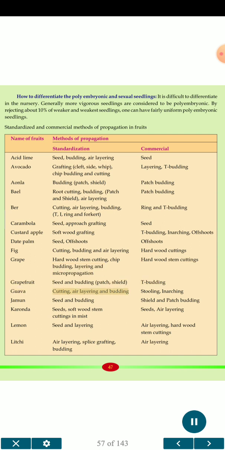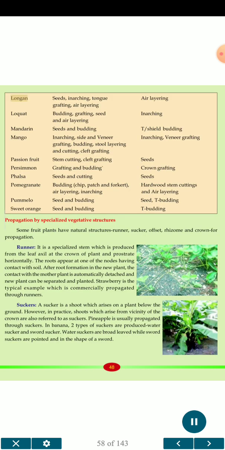Guava: cutting, air layering and budding, stooling, inarching. Jamun: seed and budding, shield and patch budding. Karonda: seeds, softwood stem cuttings in mist, air layering. Lemon: seed and layering, air layering, hardwood stem cuttings. Litchi: air layering, splice grafting, budding. 48. Longan: seeds, inarching, tongue grafting, air layering. Loquat: budding, grafting, seed, inarching and air layering. Mandarin: seeds and budding, T, shield budding.